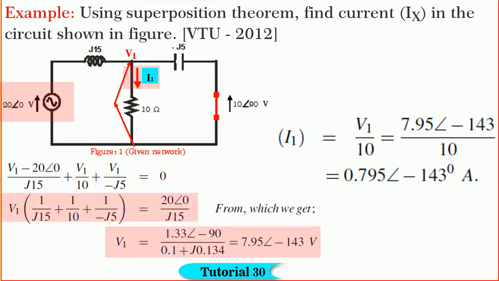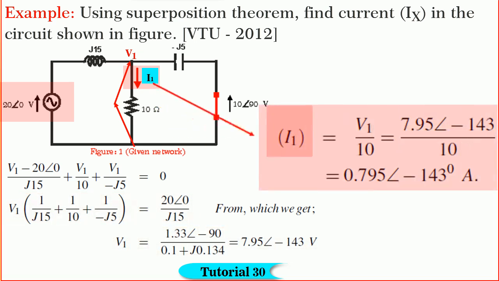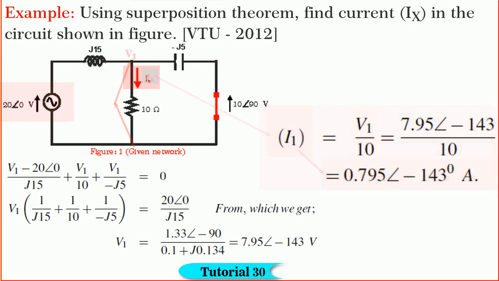By solving it, we get V1 is equal to 7.95 angle minus 143 volts. Therefore, current I1 is equal to V1 divided by 10. By substituting, we get I1 is equal to 0.795 angle minus 143 amperes.